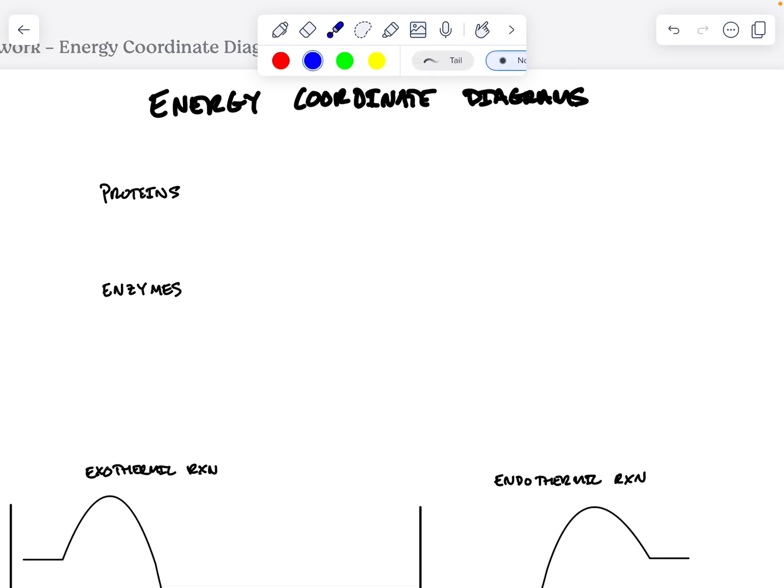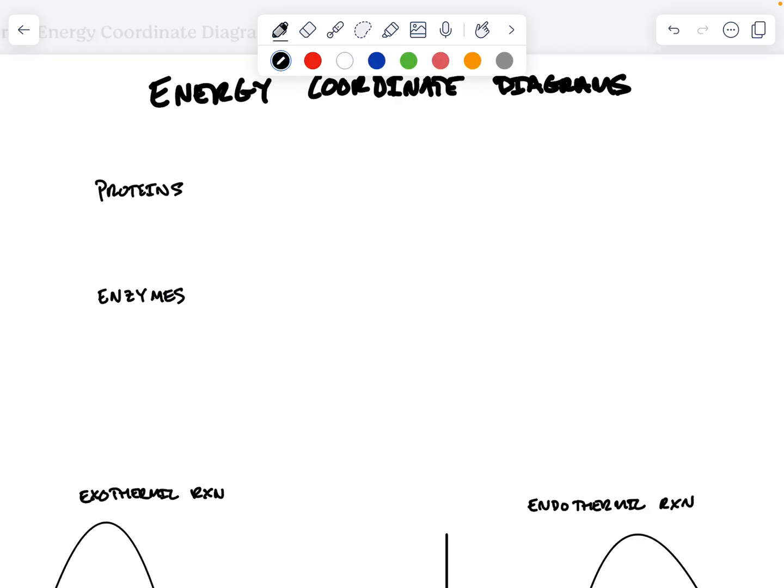We're going to talk about energy coordinate diagrams today. We are moving on to our third of the big four. So we've talked about carbohydrates, we've talked about fats and lipids, and now we are talking about proteins. Specifically, we're going to be talking about enzymes, which are a subcategory of proteins. Enzymes are all proteins, but not all proteins are enzymes. So for example, proteins can play a role as hormones in your body or structural functions in your body. So enzymes are just one small class of proteins.